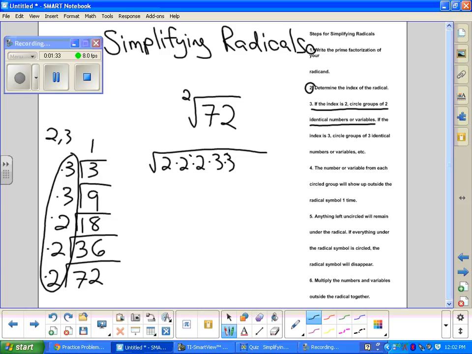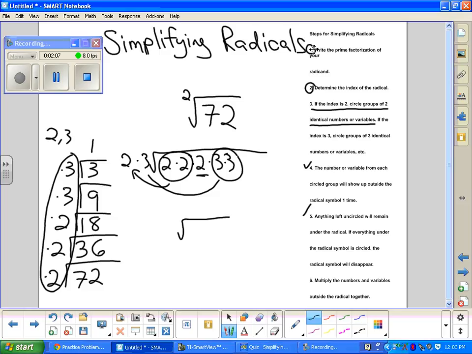Okay, I circled the groups. There's a group of 2 and a group of 3. The number or variable from each circled group will show up outside the radical symbol one time. There's a group of 2, so that'll show up outside, and a group of 3, that will show up outside. Anything left uncircled will remain under the radical. If everything under the radical symbol is circled, the radical symbol will disappear. All right, there is a 2 left over, so I'm going to keep that there.